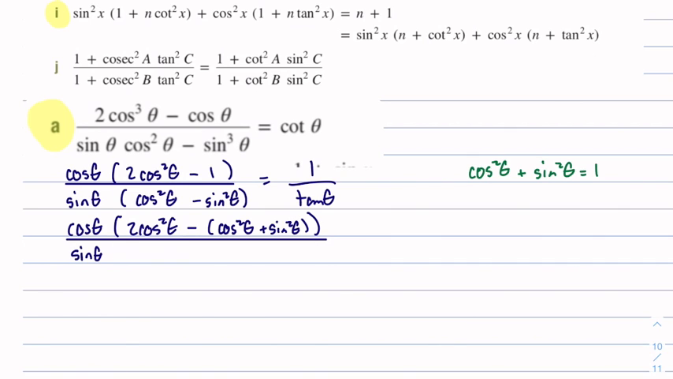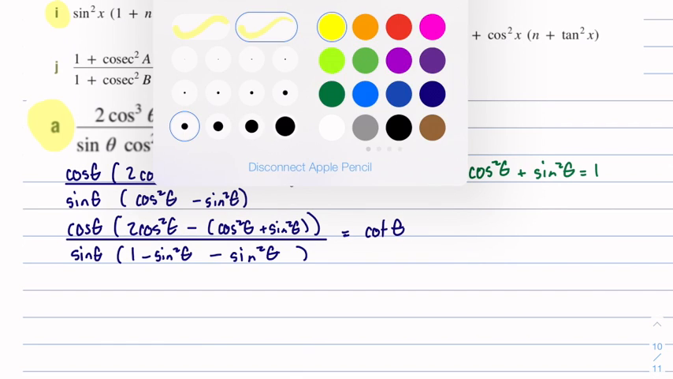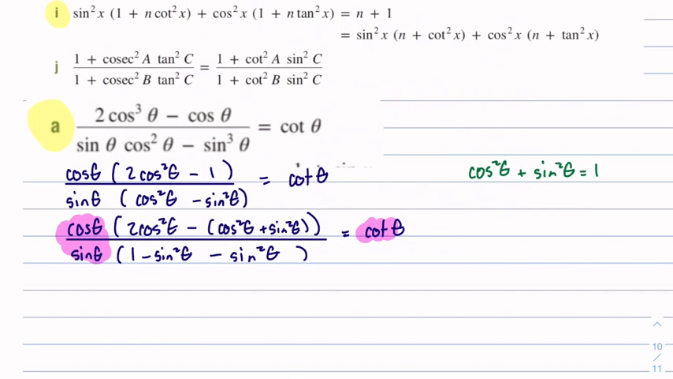Sine theta, well, I'm going to replace cos squared theta. I'm going to do 1 minus sine squared theta. And then I've got my minus sine squared theta. Equals, and then here I've got 1 on tan theta. I may as well have left that as cot theta, yeah? Because ultimately I can already recognize that cos theta on sine theta is cot theta, so hopefully the rest is going to cancel out to 1.